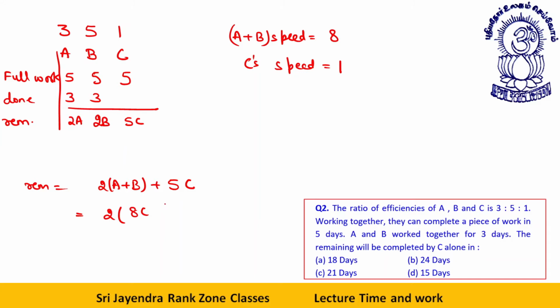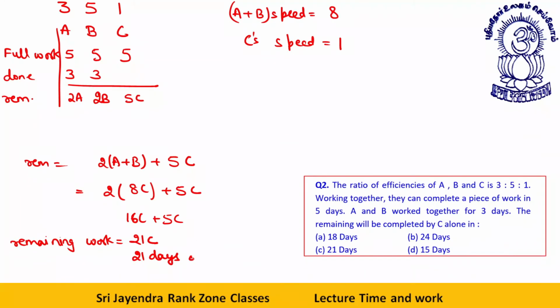I will do it in two ways. 8C plus 5C, so far clear. This is 16C plus 5C, or the remaining work is equal to 21 days work of C. 21 days of C. Okay, very lucid.